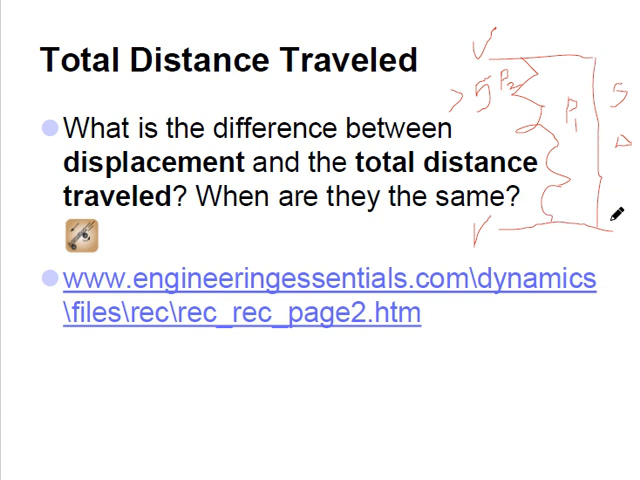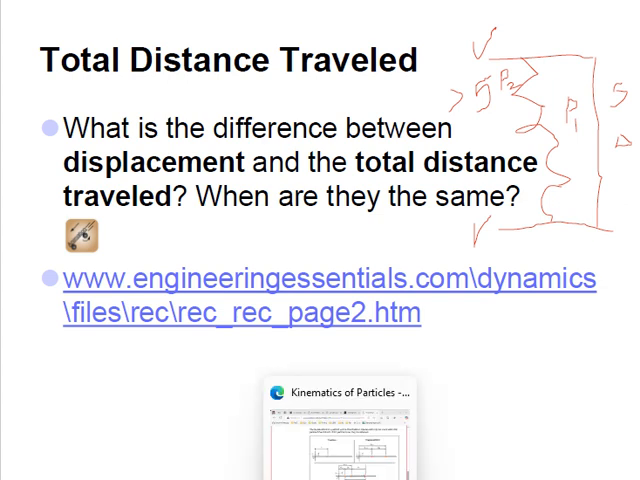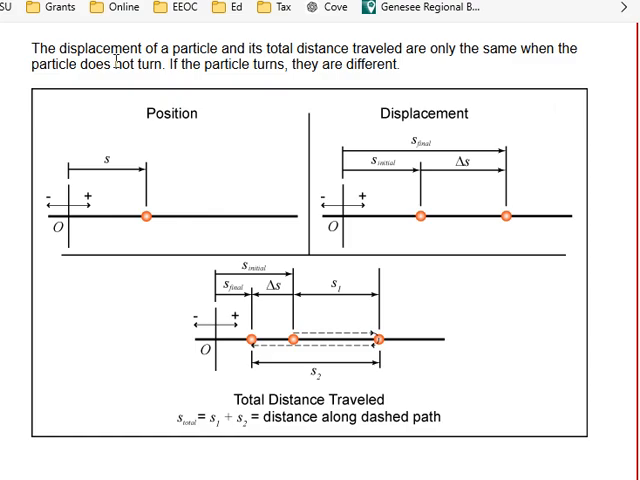Straight going from this point to here. So that's what we're saying. They will have the same distance when the particle doesn't turn. But if the particle does turn, then it will have a different total distance traveled, and you have a displacement value and the total distance traveled value. Their values are going to be very different. And that's what we're talking about.